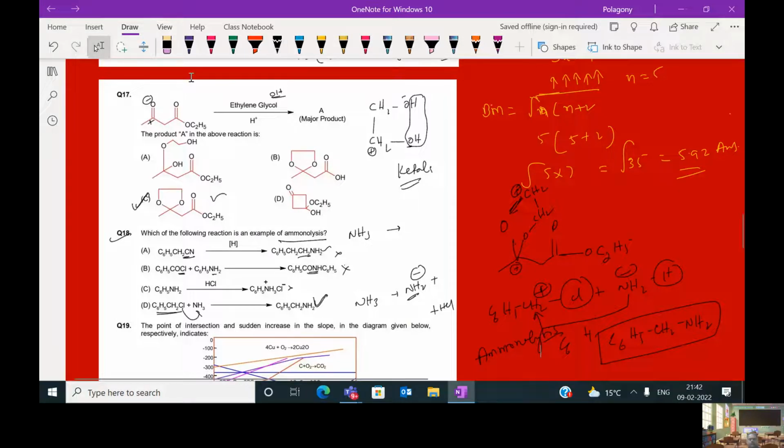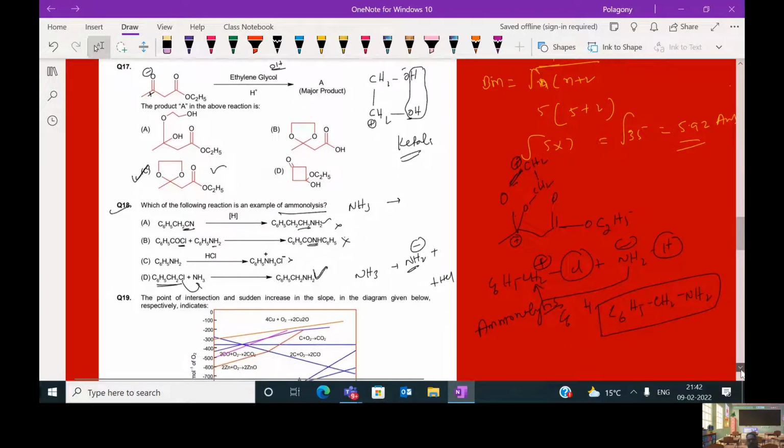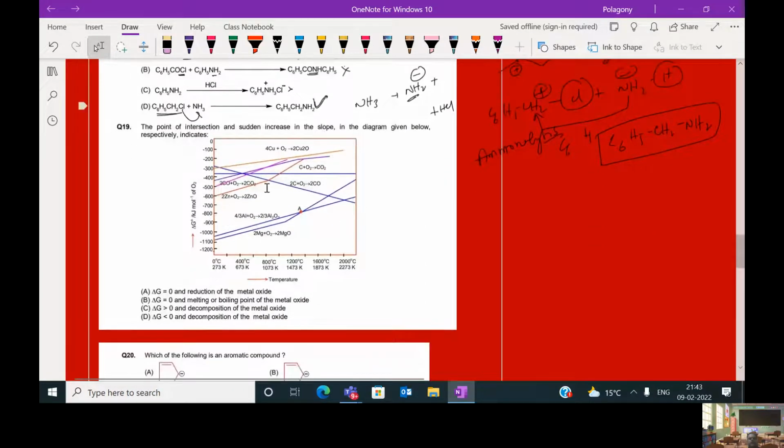Now the 19th question. The point of intersection and the sudden increase in the slope in the diagram given below respectively indicate: delta G equal to 0, reduction of the metal oxide; delta G equal to 0, melting and boiling point of the metal oxide; delta G greater than 0, decomposition of the metal oxide; delta G less than 0, decomposition of the metal oxide.